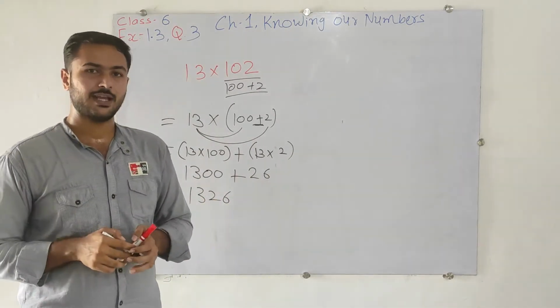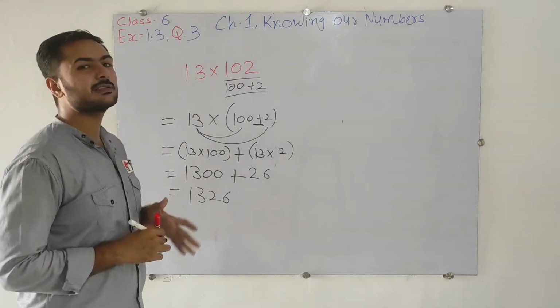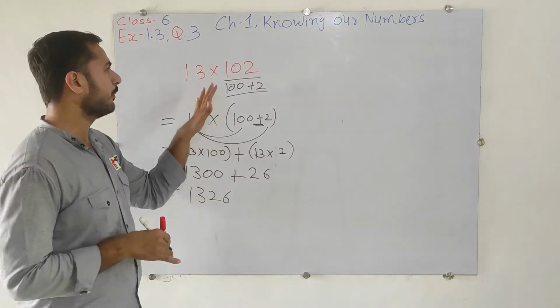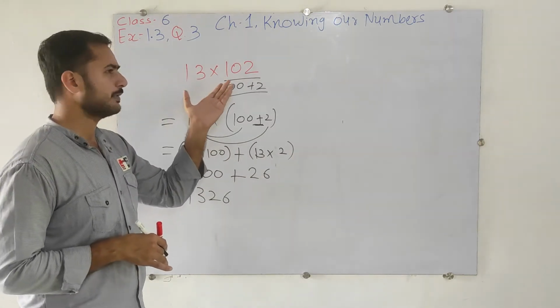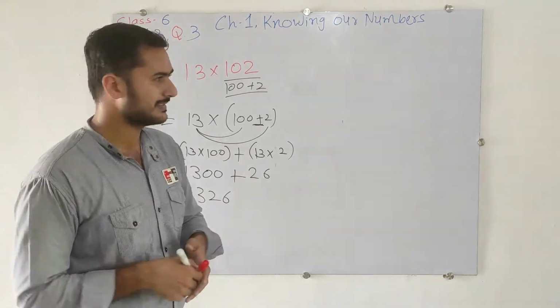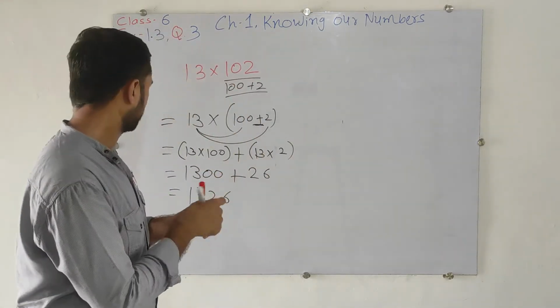Now I hope you understood why we are using this method. It's really very easy to do any type of calculation for multiplication. Here it was just 13 multiplied by 102. I will show you one more example, but before that, let's do one more example for this sum method.